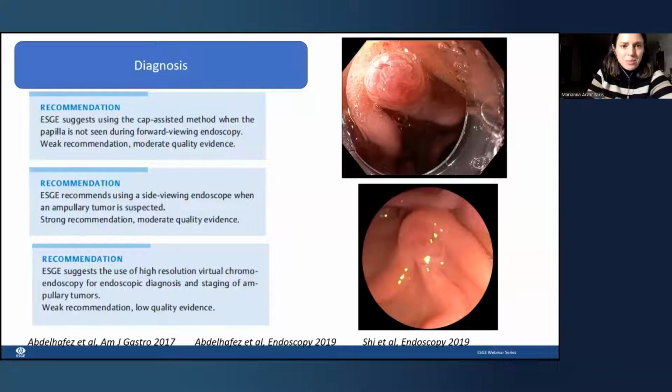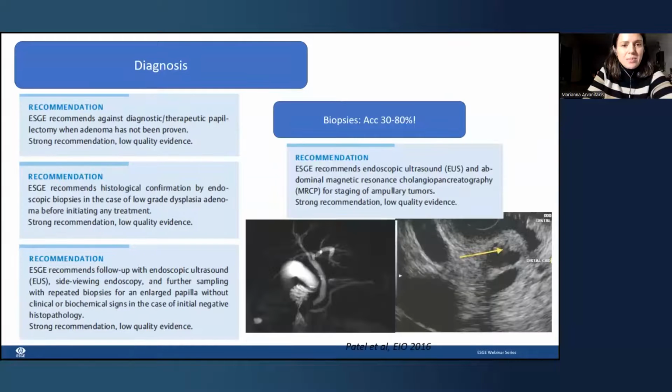But if you're really suspecting there is an ampullary tumor, you have to assess the lesion for resection. You will use a side viewing endoscope, and high resolution virtual chromoendoscopy can help in the endoscopic diagnostics and staging, but we still need some more data on that.